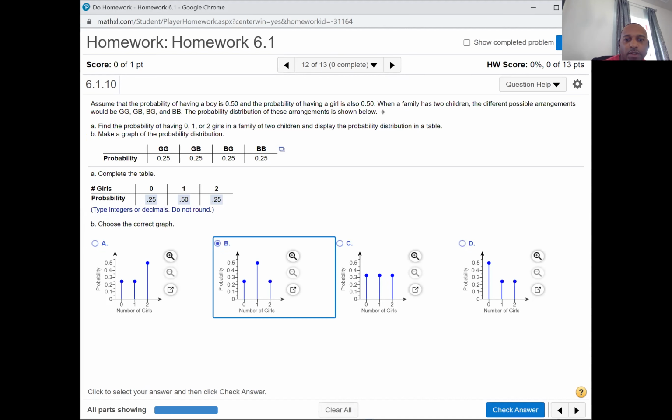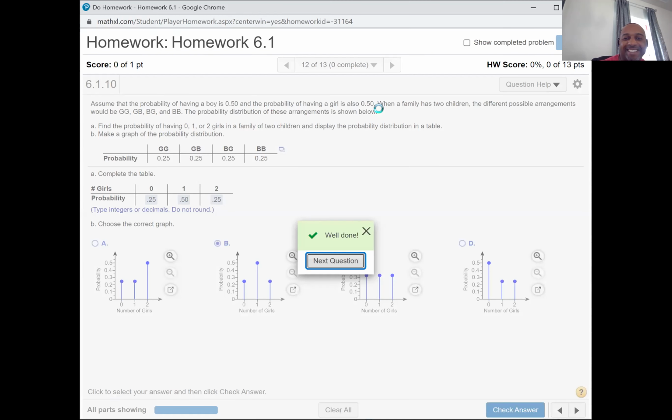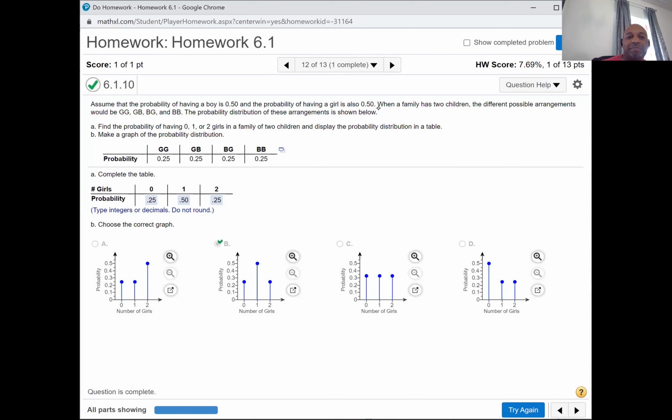It should be this one right here, B, with the 0.5 in the middle, and then 0 and 2 matching up. Not a problem. And yeah, that's all that was. Now I most definitely can see how that can throw you if you're not thinking in the terms that they want you to think.